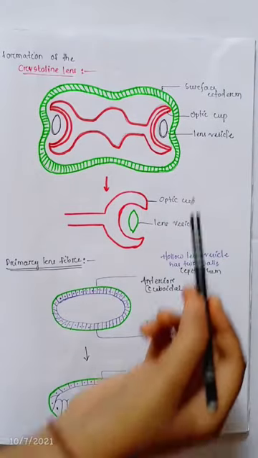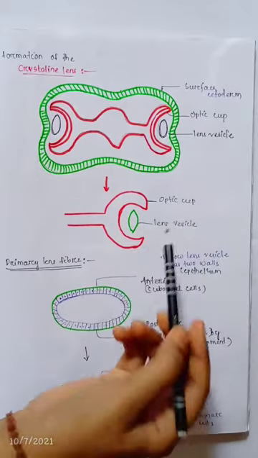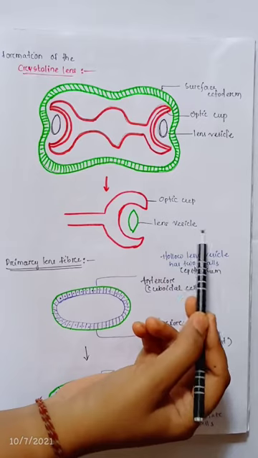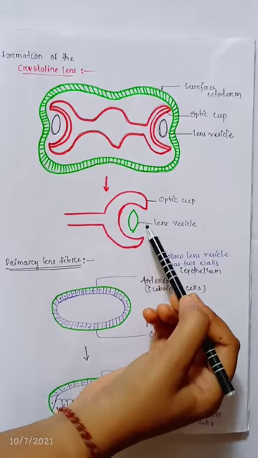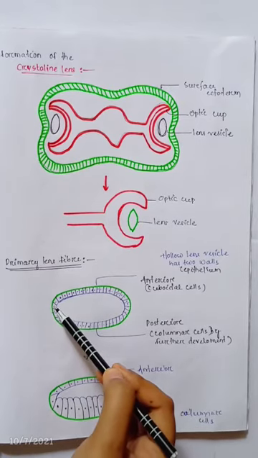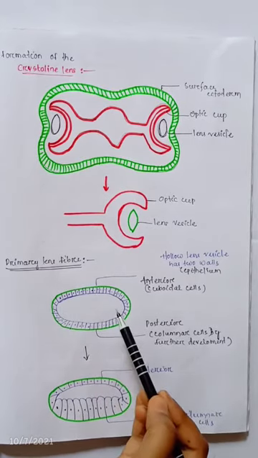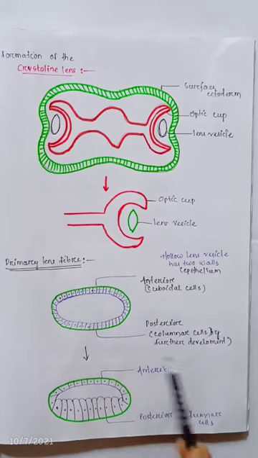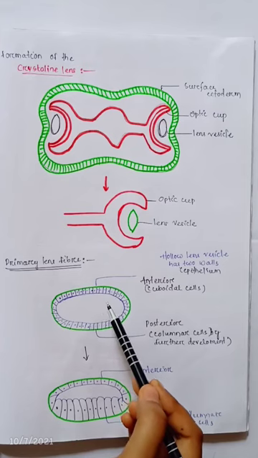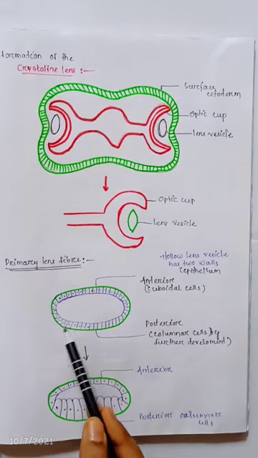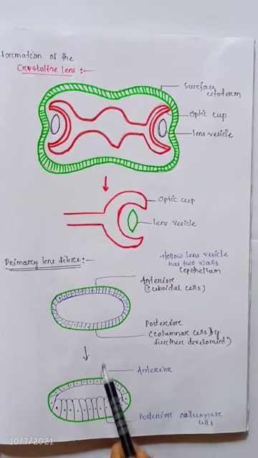So if we look at this part, this is the optic cup and this is the lens vesicle. If we take the lens vesicle, we can see like this. This is the anterior part of the lens vesicle and this is the posterior. In the beginning, all the cells of the anterior and posterior part of the lens vesicle are cuboidal cells, but later on the posterior cuboidal cells elongate and form columnar cells.